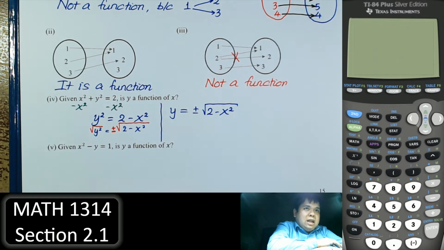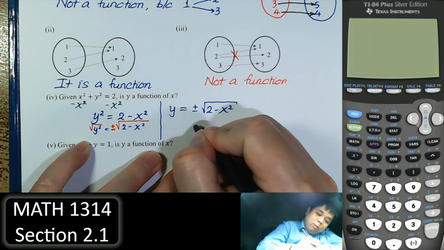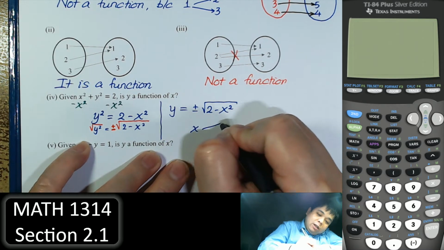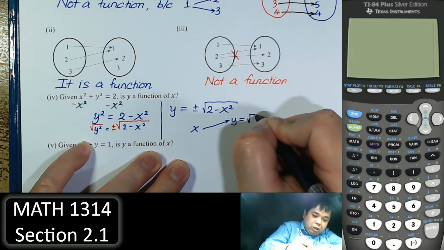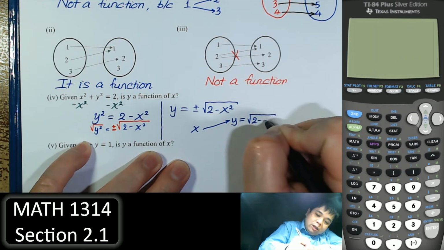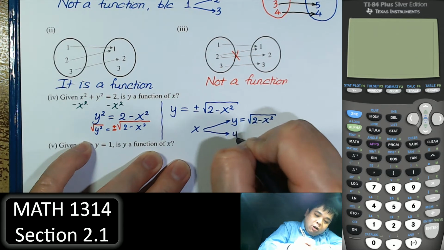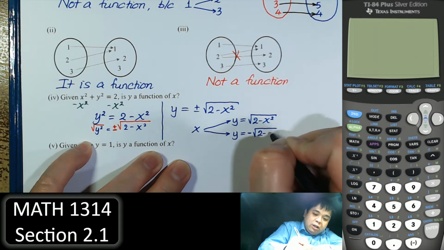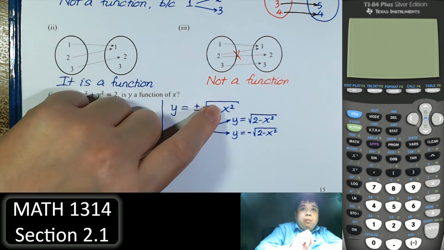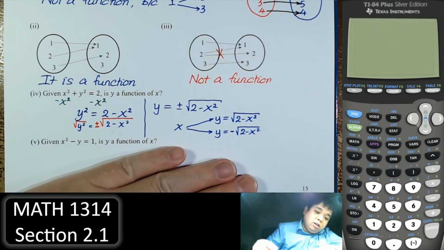So is y a function of x? Think about it this way. If we have one x value, we will have two corresponding y values, one corresponding to the square root of 2 minus x squared, one corresponding to the negative square root of 2 minus x squared. So one x value may correspond to two y values. So this is not a function.